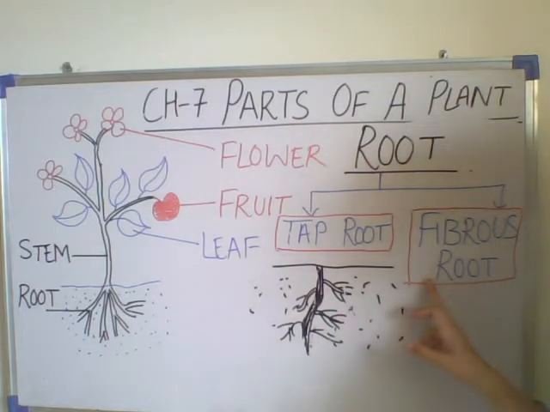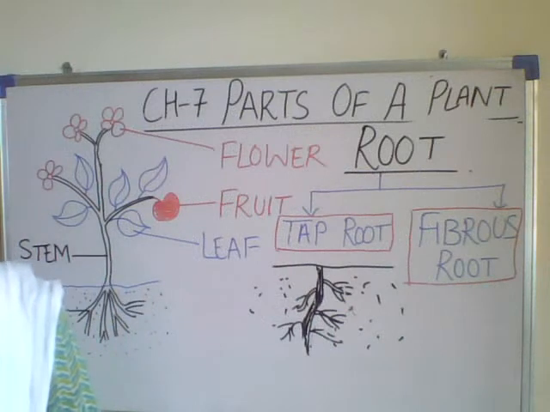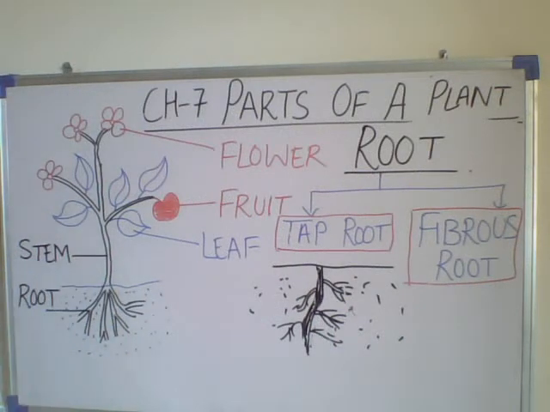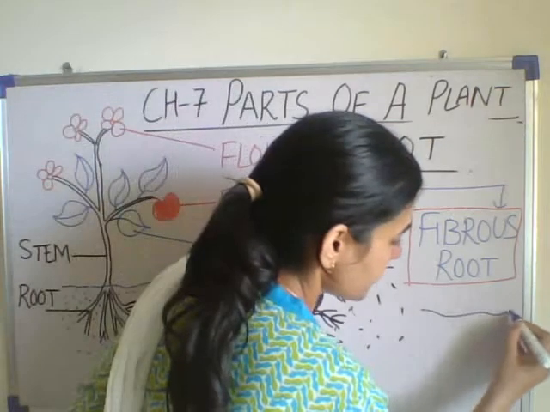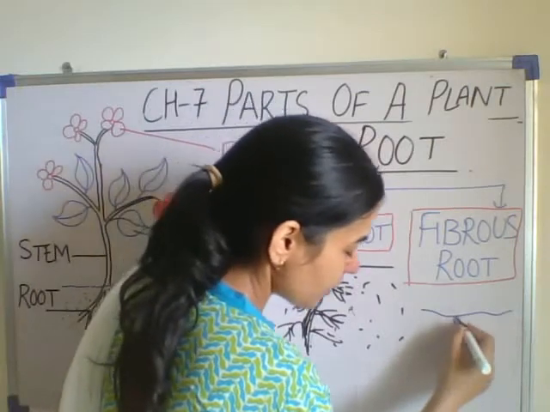The second type of the root is the fibrous root. Fibrous root consists of many roots arising from the end of the stem. How do I draw the fibrous root? These generally grow below the ground. So many roots arise.